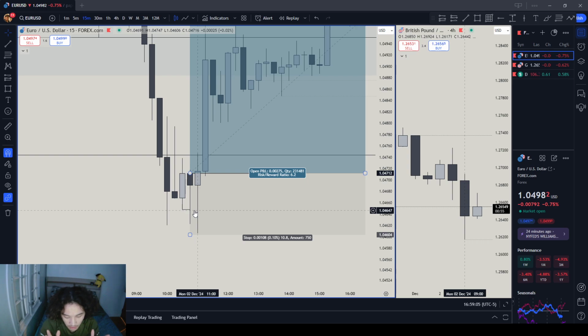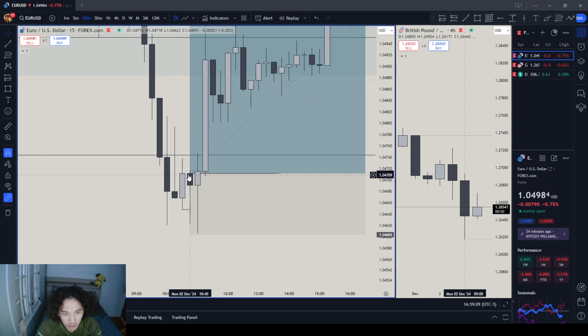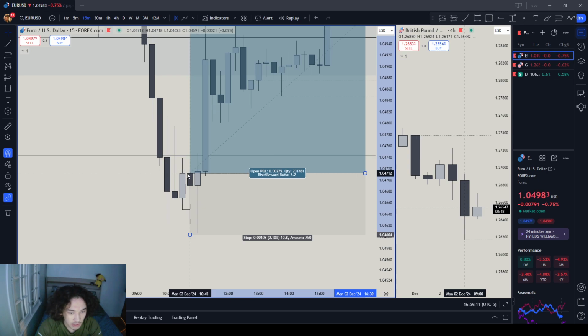The RR is not that much different, by the way. This would be, say, 6.2 RR compared to 5.82. They're usually always near each other. So those are the pros and cons for the wick of an order block, meaning the whole candle.